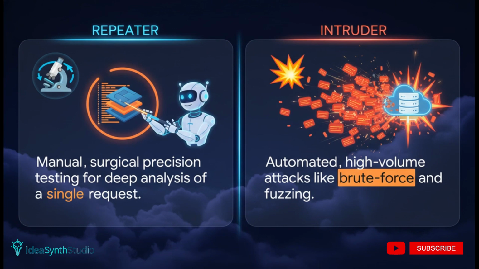So you see the difference here, right? Repeater is for that careful, surgical deep dive on one specific thing. Intruder is all about brute force and high volume. And a real pro knows exactly when to use which tool for the job. It's all about choosing the right approach.